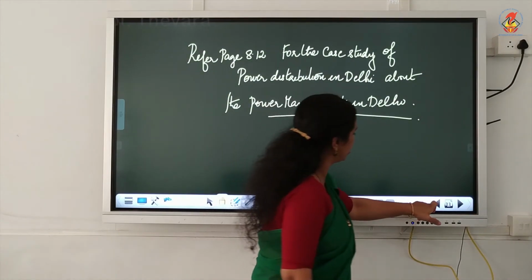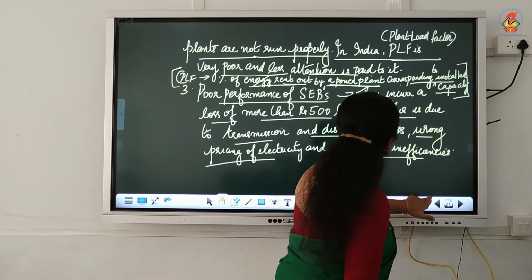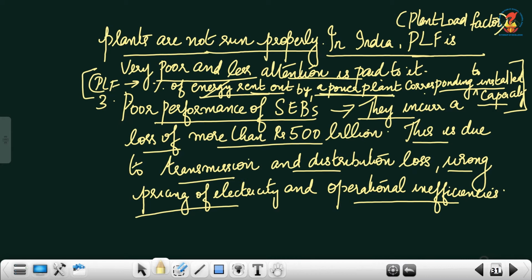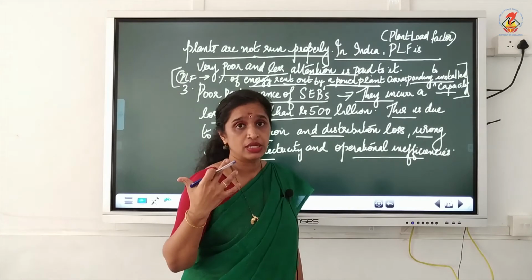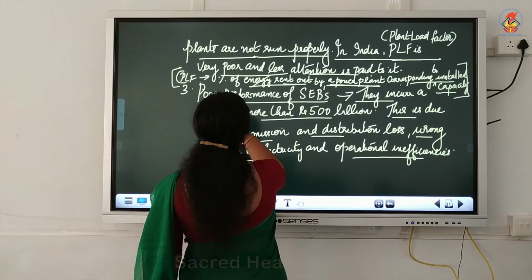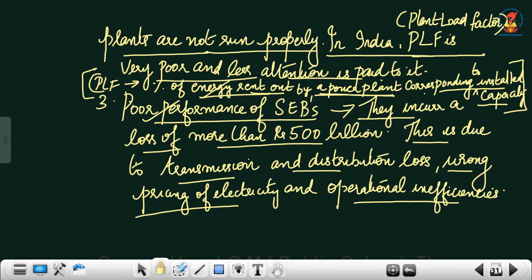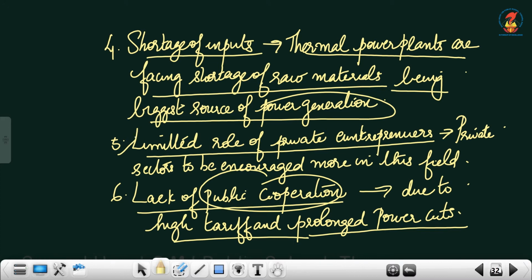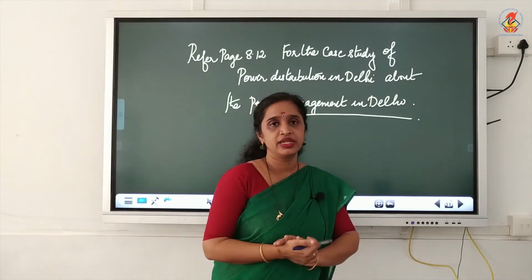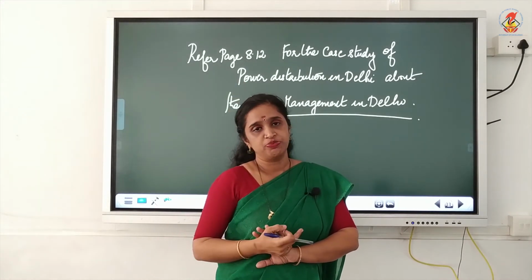Now, all these are the challenges faced by the power sector. Point number 1, inadequate electricity generation. Next is underutilization of installed capacity. That means whatever capacity is installed is not properly utilized, and some PLFs are inefficient. Then poor performance of SEBs, state electricity boards, shortage of inputs, limited role of the private sector, and lack of public cooperation are some of the major challenges faced by the power sector in India, and all these points have to be learnt properly.